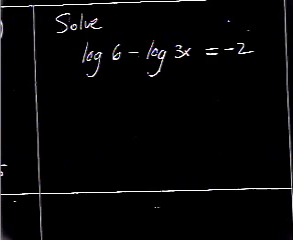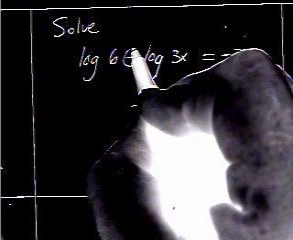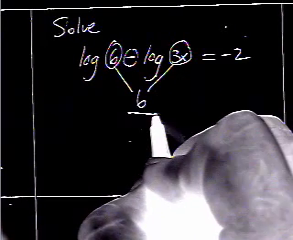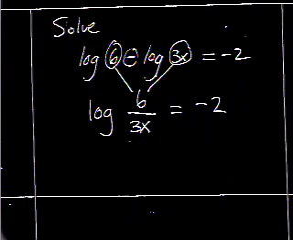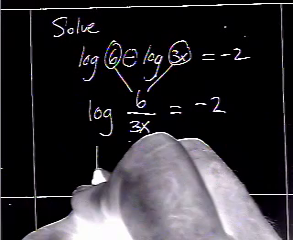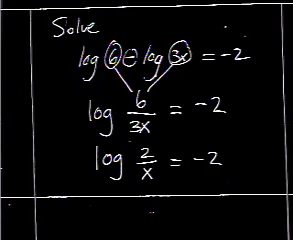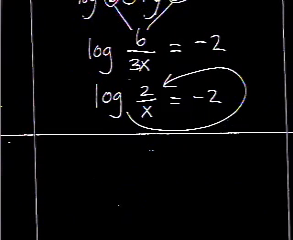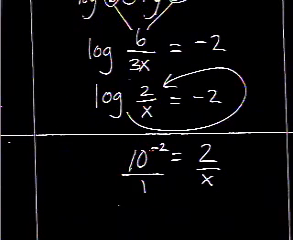Try another one. Remember, we're trying to get things into single log form before we do anything else. So I see subtraction. That must mean I'm going to put these two arguments together by dividing them. Now, can you reduce that or simplify that? Sure you can. We could change that to log of 2 over x equals negative 2. And then, since it's a single logarithm, we can change it into its exponential form. 10 to the negative second equals 2 over x.